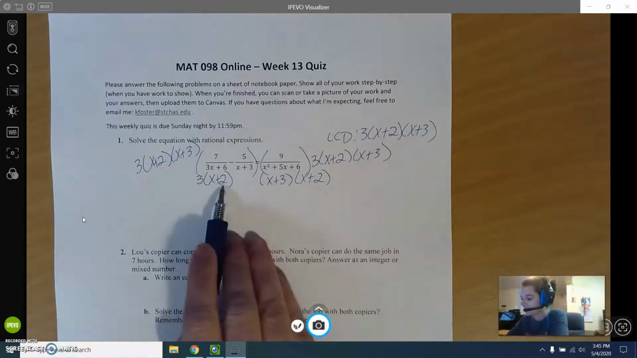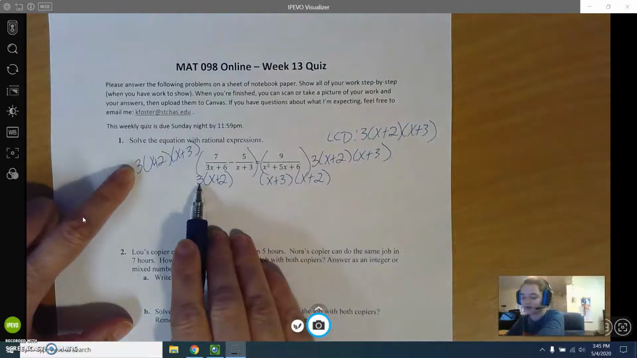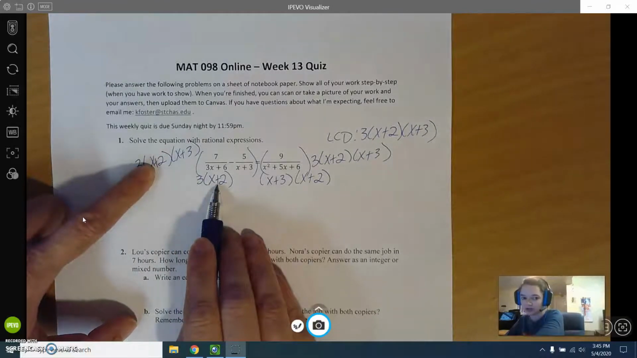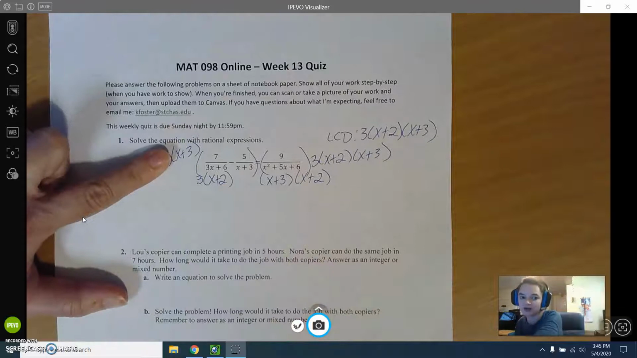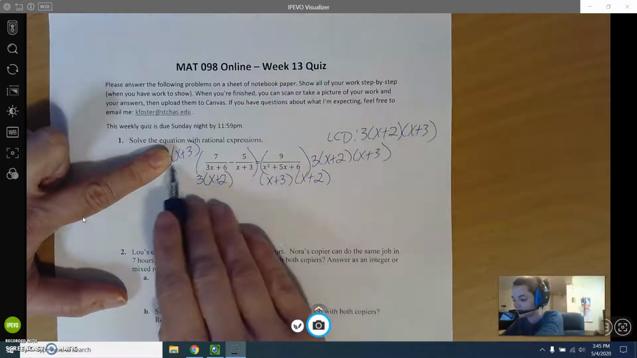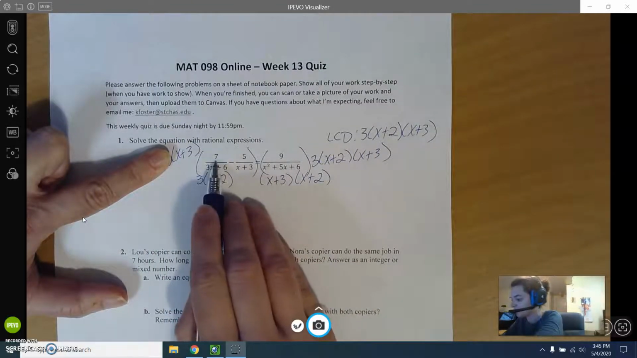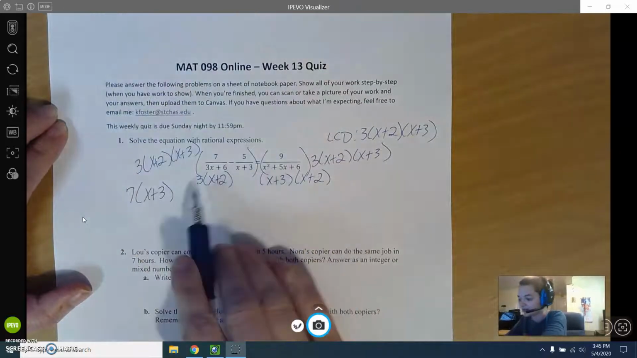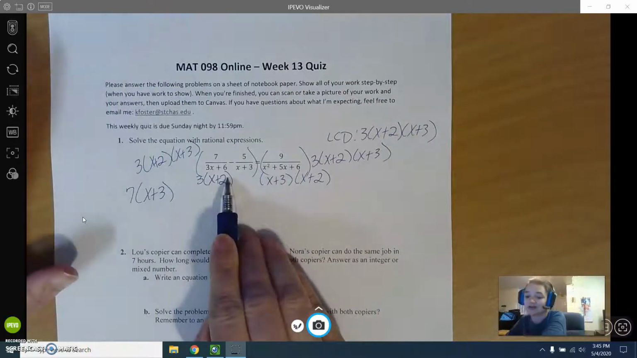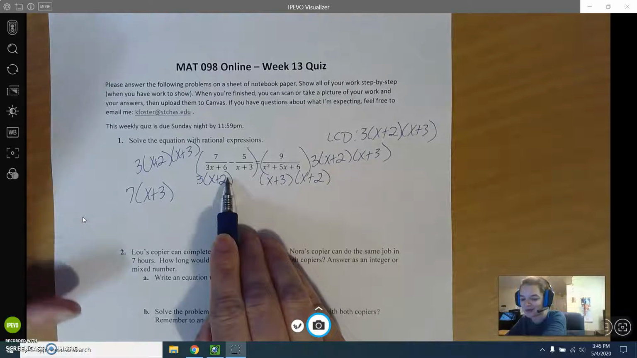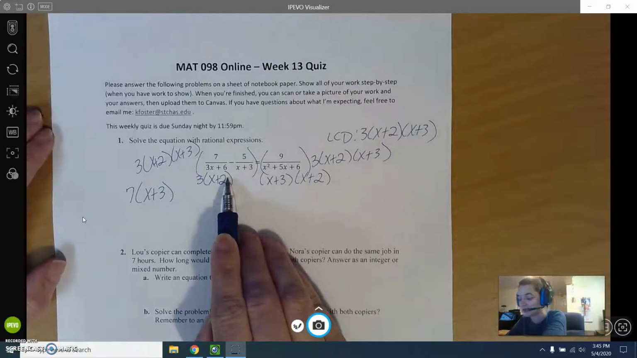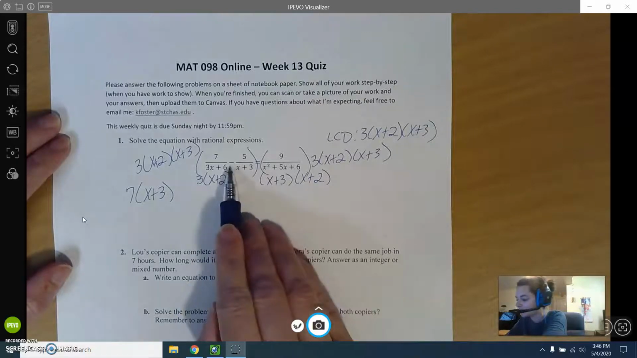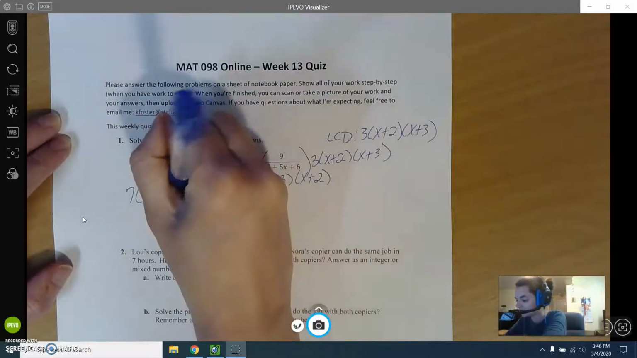So my first denominator, the 3's are going to divide out, and the x plus 2's are going to divide out. So those two things divide out, and you're just left with an x plus 3. And then that's going to multiply by my numerator, which is a 7. So I'm going to have 7 times x plus 3, and then those denominators completely divided out, which is exciting. Okay, so that's what your goal is in this step, let's get rid of the denominators to make our life easier.